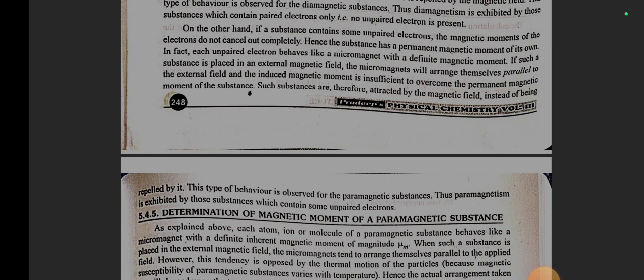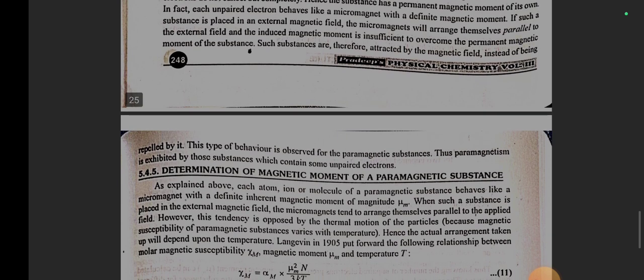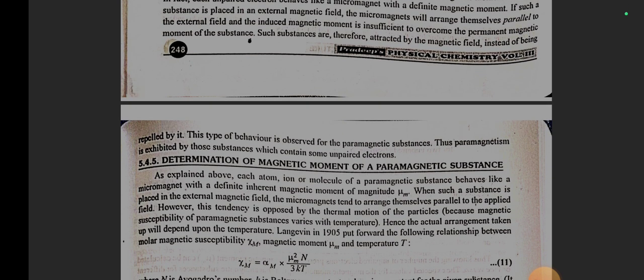Substances are therefore attracted by the magnetic field instead of being repelled by it. This type of behavior is observed for paramagnetic substances. Thus, paramagnetism is exhibited by those substances which contain some unpaired electrons.